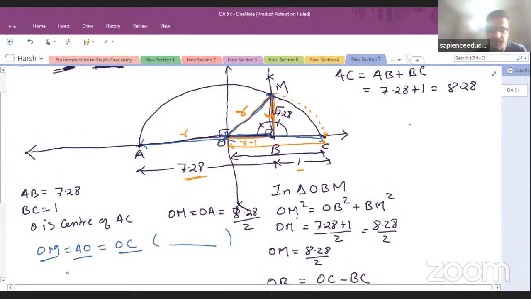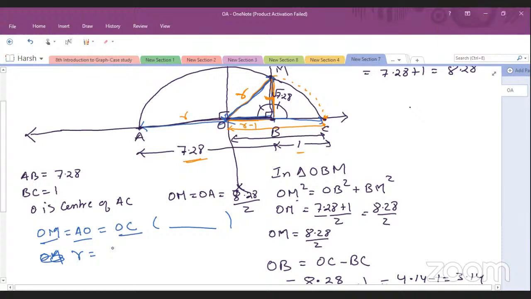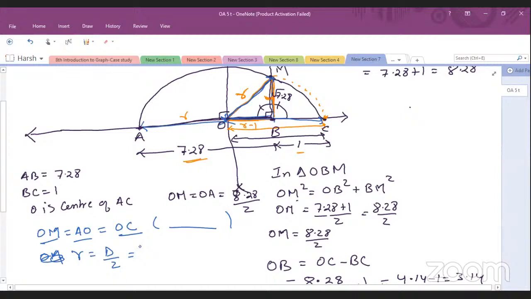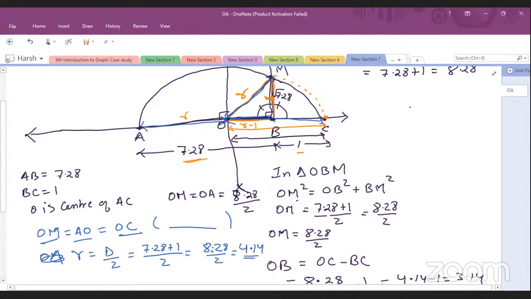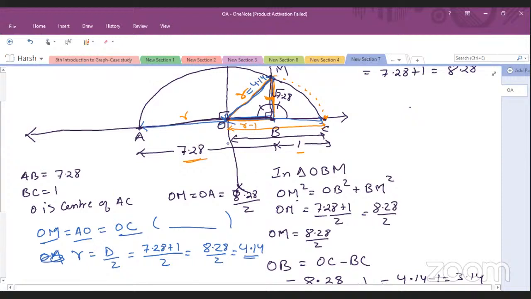So when these are radius, so can we write OM? What is the value of radius? Tell me here, Kavya. What is the value of radius? D by 2, D, diameter. D by 2, very good. What is the diameter in this question? Over here, we can take 7.28 plus 1. Yes, 7.28 plus 1 is the diameter divided by 2. So it is 8.28 divided by 2, which is equal to 4.14. Correct? Yes, sir. So this radius is equal to 4.14. So OM, we got OM as 4.14.